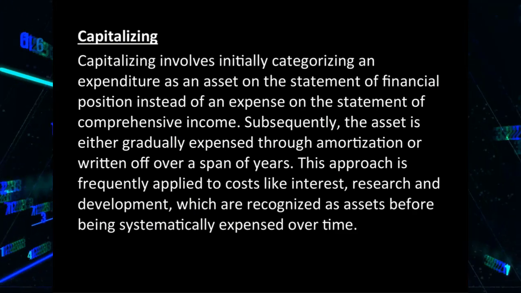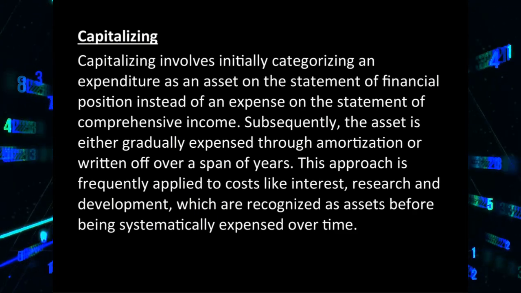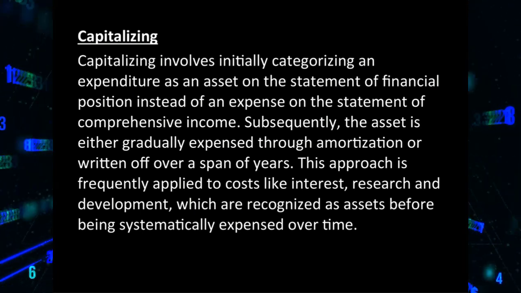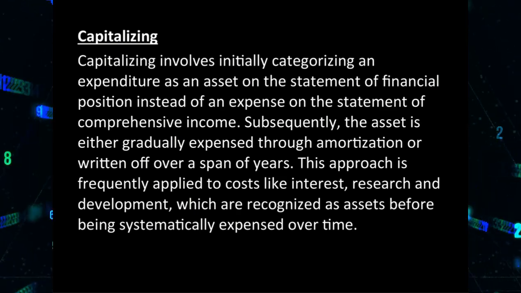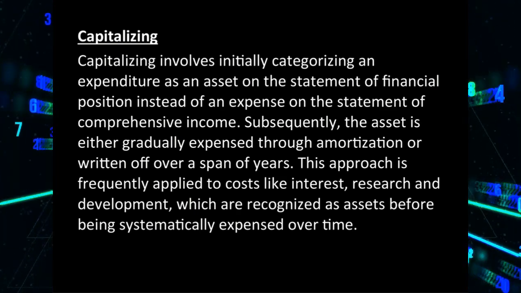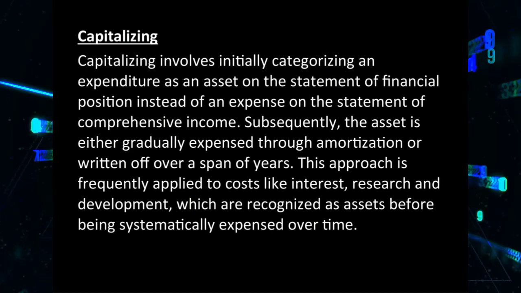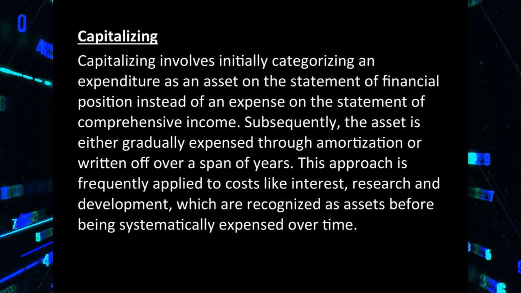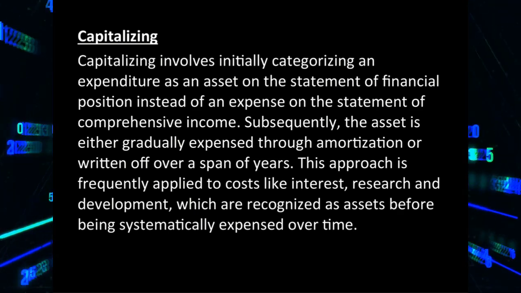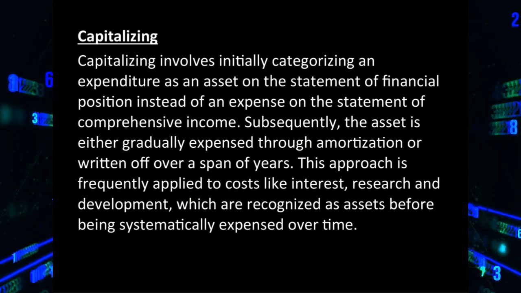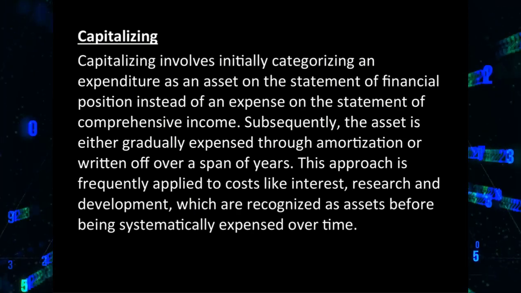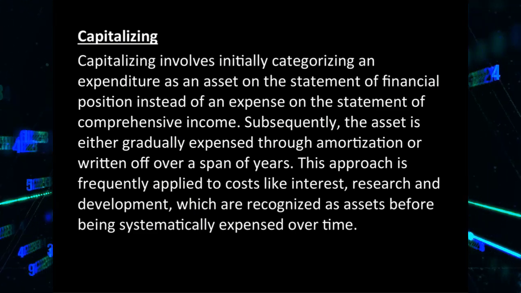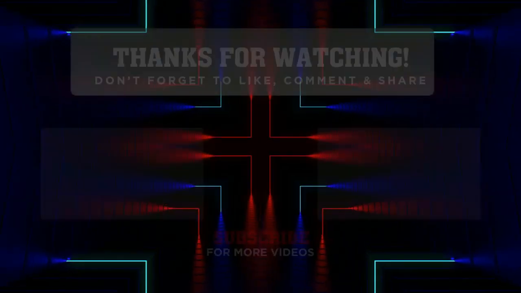Capitalizing. Capitalizing involves initially categorizing an expenditure as an asset on the statement of financial position instead of an expense on the statement of comprehensive income. Subsequently, the asset is either gradually expensed through amortization or written off over a span of years. This approach is frequently applied to costs like interest, research and development, which are recognized as assets before being systematically expensed over time. By capitalizing certain costs, a company can more accurately reflect their impact on the balance sheet and income statement, contributing to a more comprehensive depiction of financial performance and resource allocation.